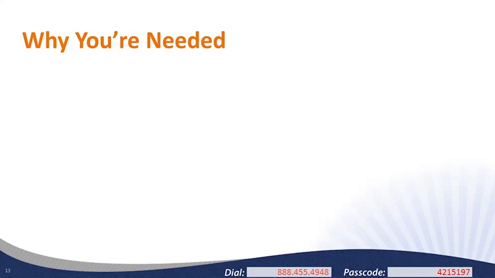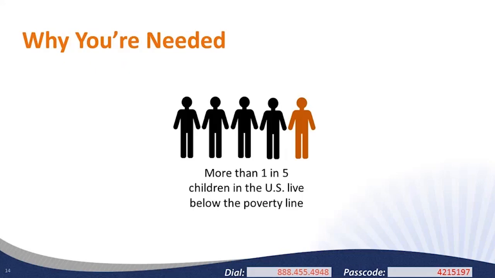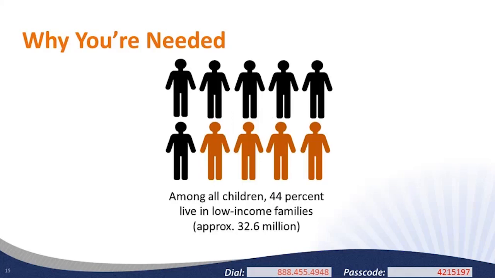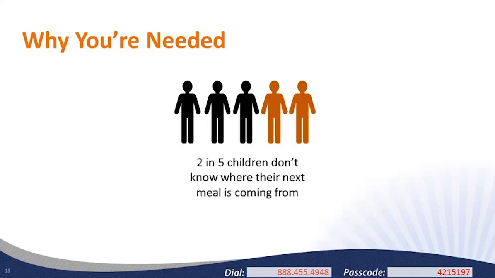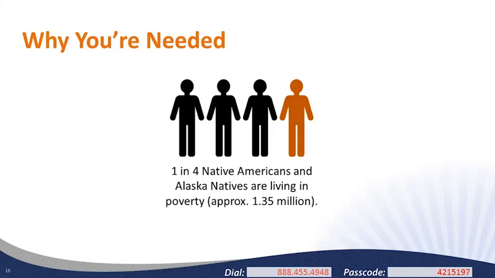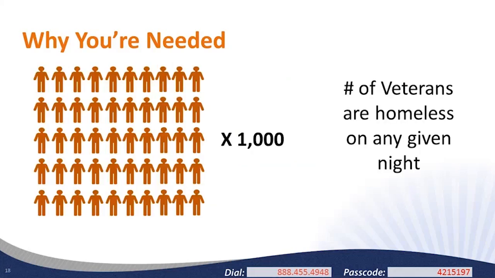So, first, more than 1 in 5 children in the U.S., which is about 22%, live below the poverty line. Among all children, 44% live in low-income families, which is about 32.6 million. And 2 in 5 children don't know where their next meal is coming from. 1 in 4 Native Americans and Alaska Natives are living in poverty, which is about 1.35 million. That is the same amount of doctors and graduate students in the United States, just to get an idea.